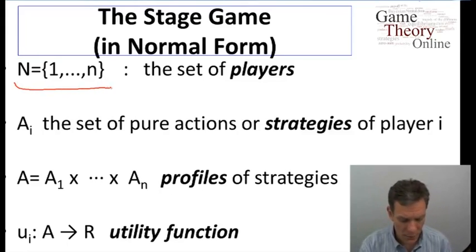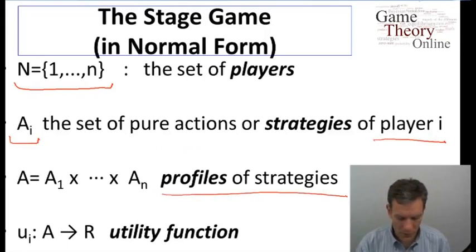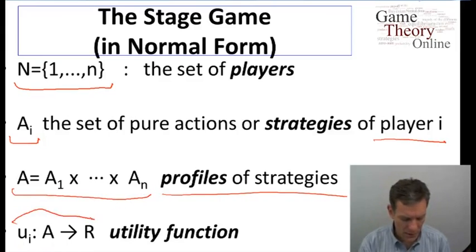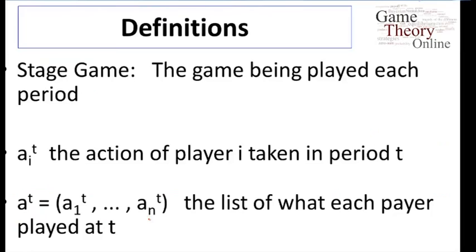We've got a set of players, 1 through n. We have a set of actions, pure actions or strategies for each player. We have profiles of strategies that we'll keep track of, and players will get some payoff as a function of what happens in the stage game. So the stage game here is what's being played each period, and we'll keep track of periods t. So t will be in a set 1, 2, 3, etc.